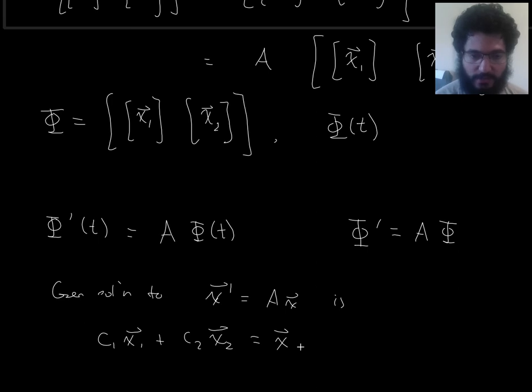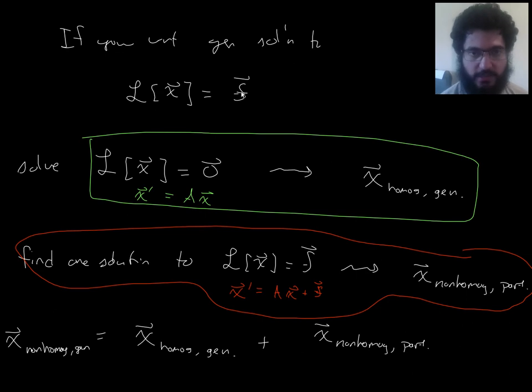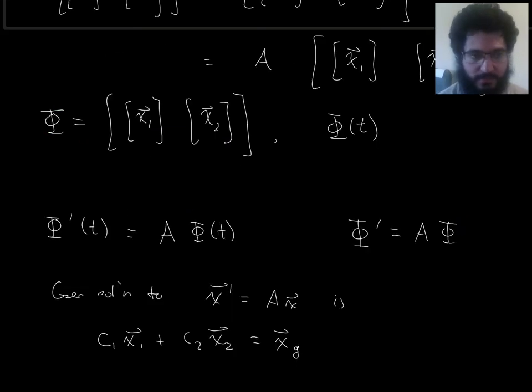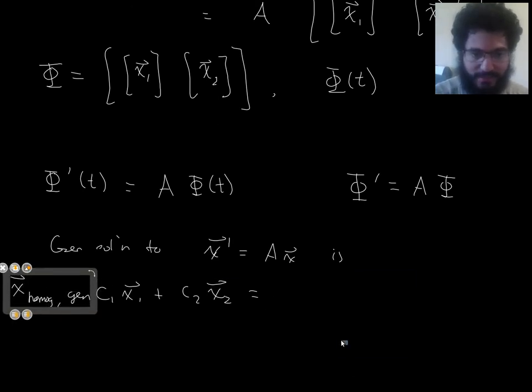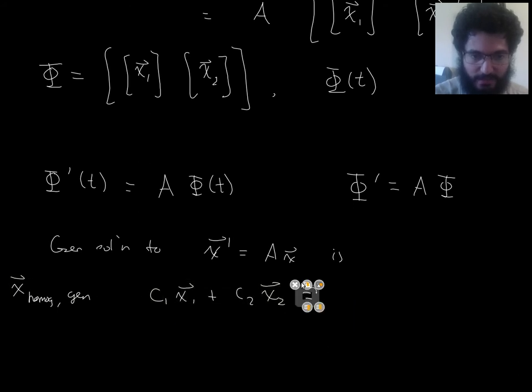So this is a 2-parameter family of solutions. That's your general solution. You could call this x, what were we calling it before? X homogeneous general. And indeed, there is a more efficient way to write this using phi, the fundamental matrix. Here is the more efficient way to write it.